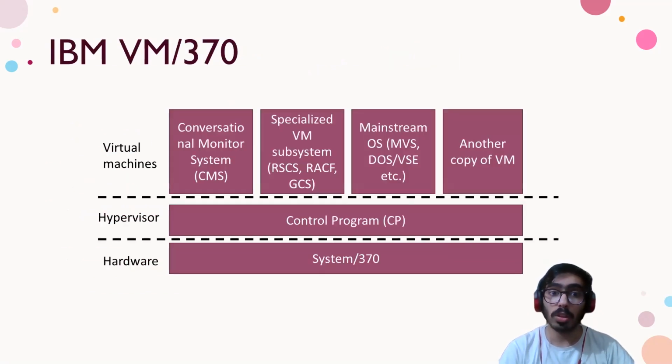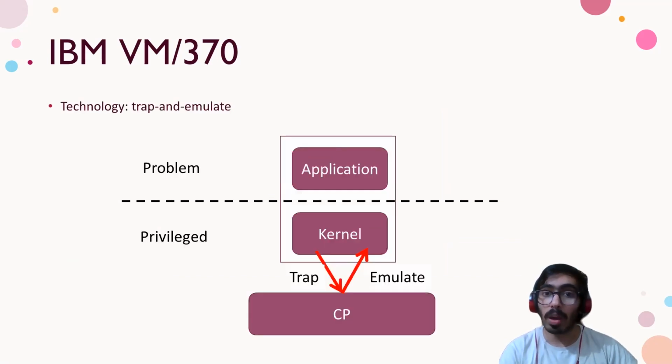Now, this is the first virtual machine, one of the first. It was IBM 370, and it had no guest host OS. So it was specially made so that we can use many virtual machines on it. And this is the architecture. But one important problem it ran into was a trap emulate problem.